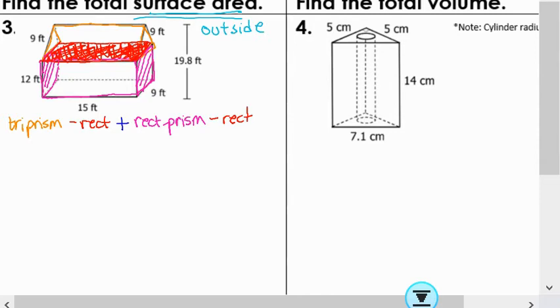So let's see if we can get started finding those things. For the triangular prism, we need the surface area. If you've got your formula chart handy, you can see it's the height of the prism times the perimeter, plus 2 times the area of the base. The height of that triangular prism, since it's laying on its side, is 15 units long.